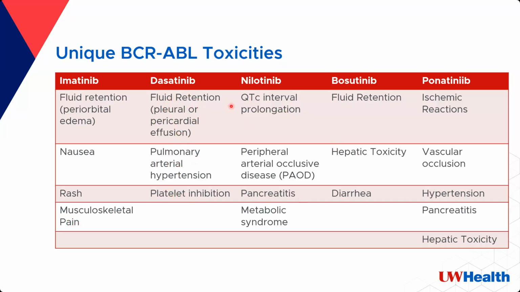For nilotinib, you can think of that as your major QTc prolonging agent within this class. It is recommended to get an EKG at baseline and then also 1 week after initiation and then periodically thereafter. The package insert for nilotinib does have some recommendations for dose reductions or management of the medication depending on QTc elevation. Other cardiac toxicities unique to nilotinib would be peripheral arterial occlusive disease, and then also there is a risk for pancreatitis and metabolic syndrome. Bosutinib is the newer second-generation agent.